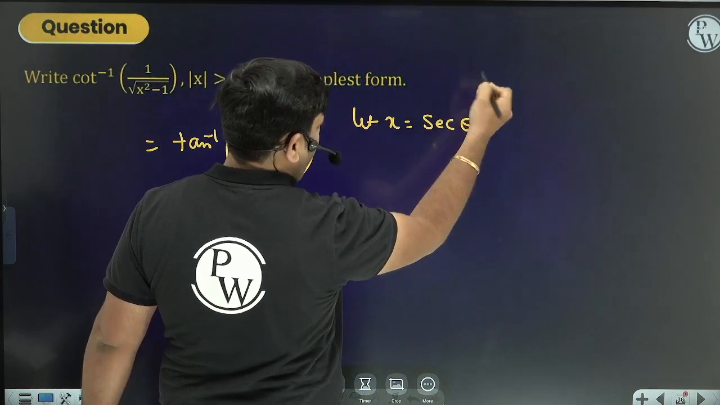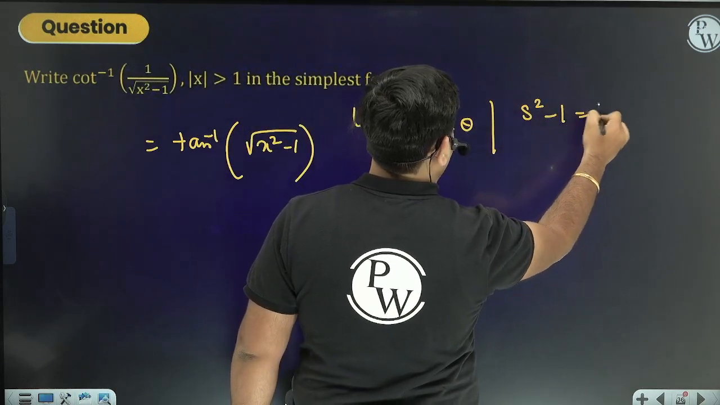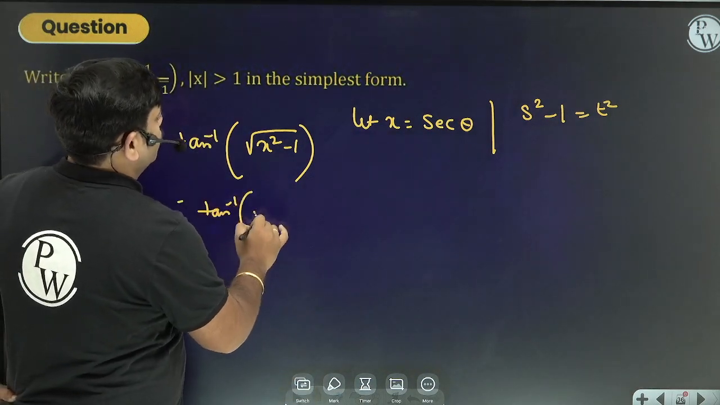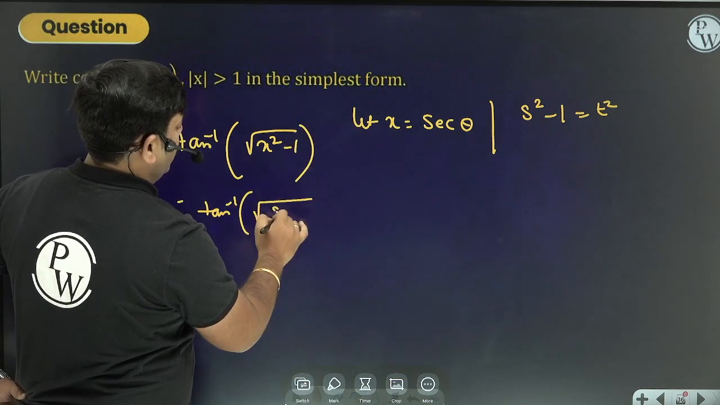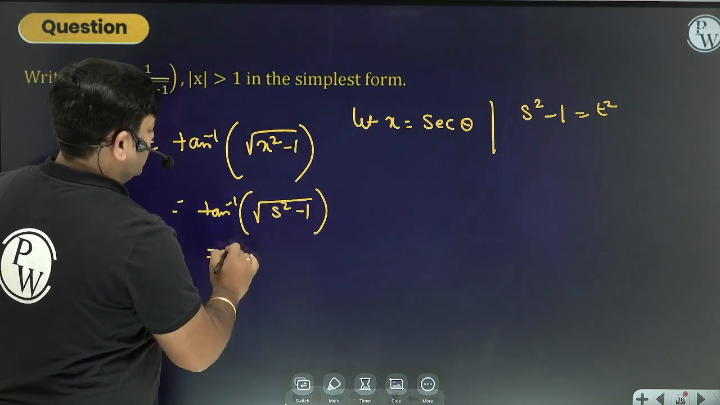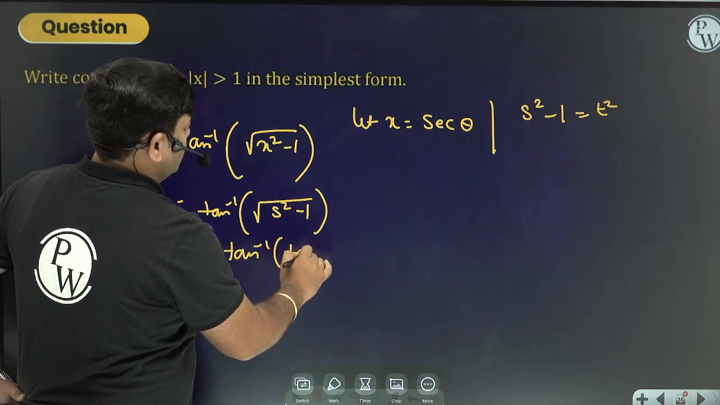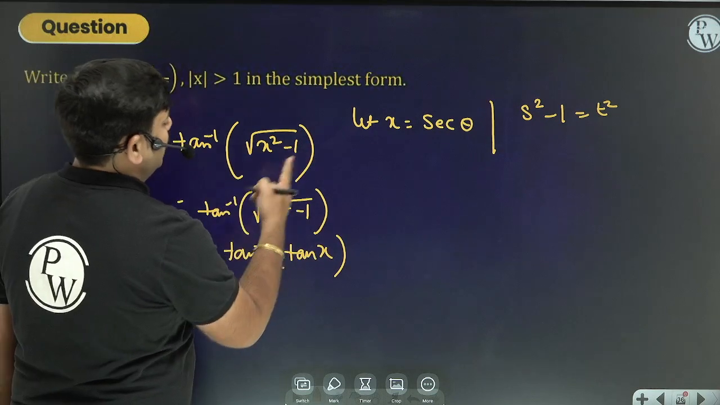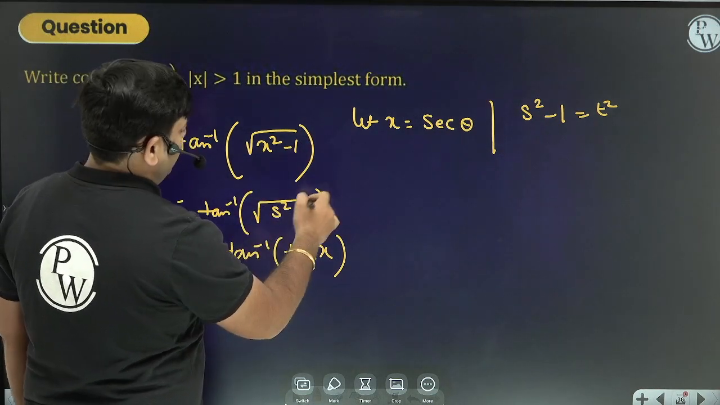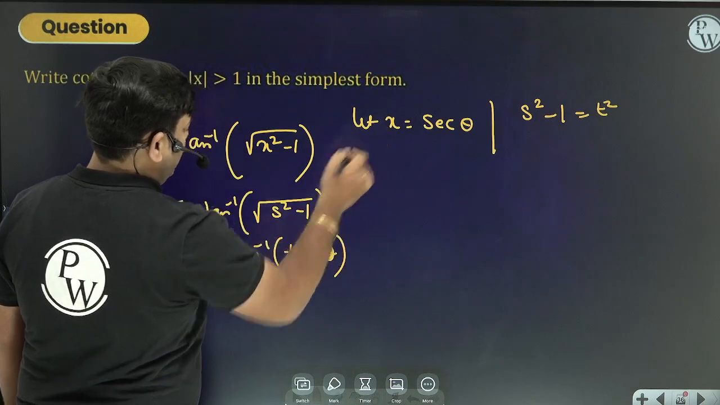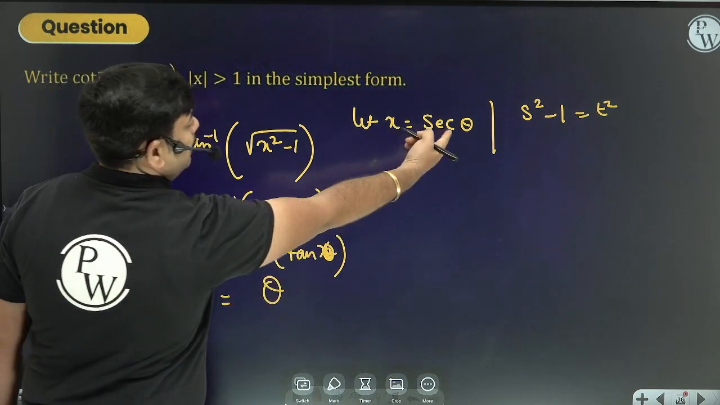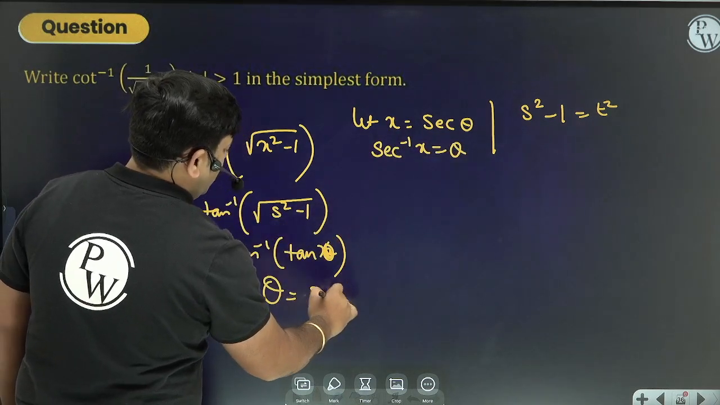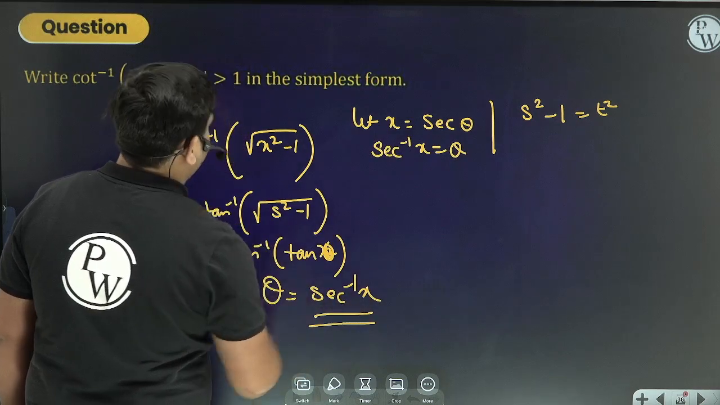I'm not very sure what I'll get. I know secant square minus 1 is equal to tan square, and I'm going to use that. So tan inverse of root over x square, which is secant square minus 1. Secant square minus 1 is tan square. So tan inverse of tan theta, right? Tan inverse of root of secant square minus 1, root tan square theta, or don't take x, we have considered it as theta. So that will give you theta, but what is theta? Theta is again secant inverse x. Secant inverse x is equal to theta. So theta is equal to secant inverse x. Okay, so that will be your final answer.